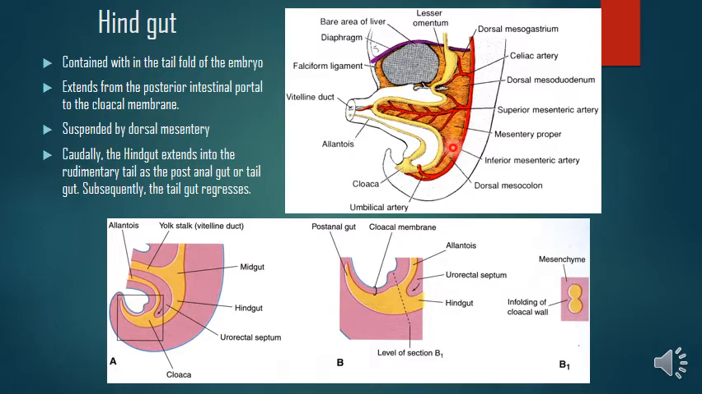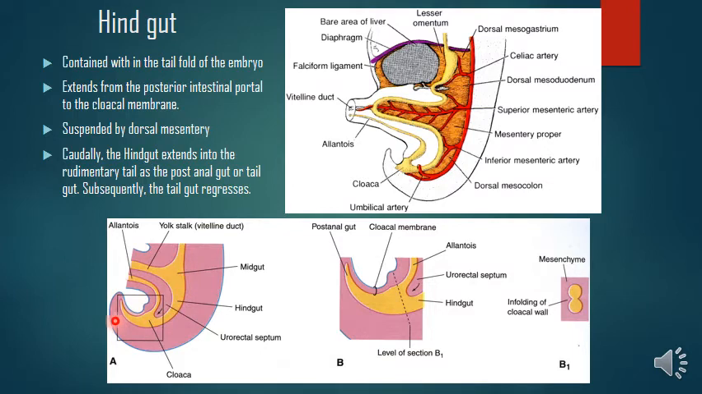This primitive dorsal mesentery conveys the inferior mesenteric artery. This is the inferior mesenteric artery, which is the blood supply to the hindgut. All the derivatives of the hindgut are supplied by the branches coming from the inferior mesenteric artery.